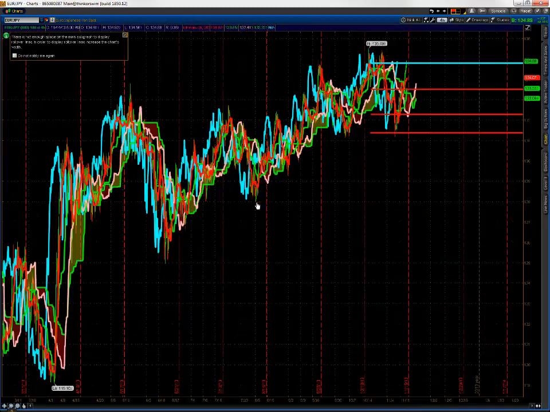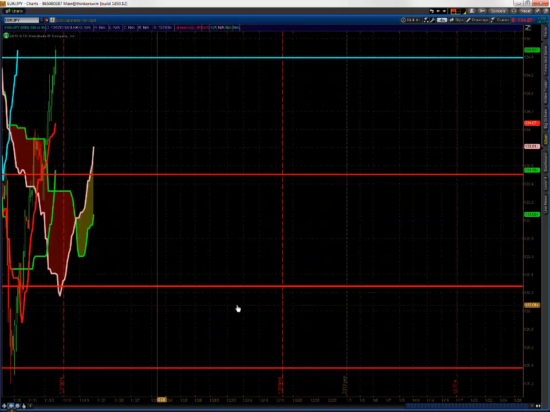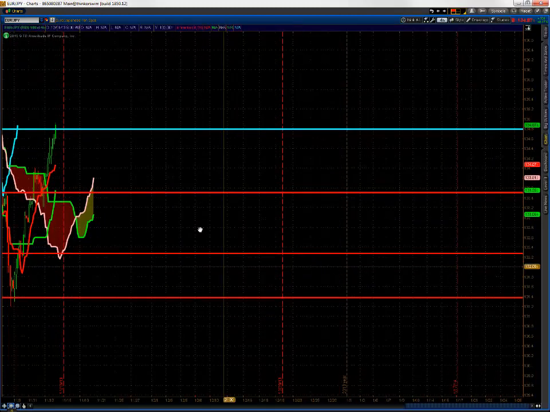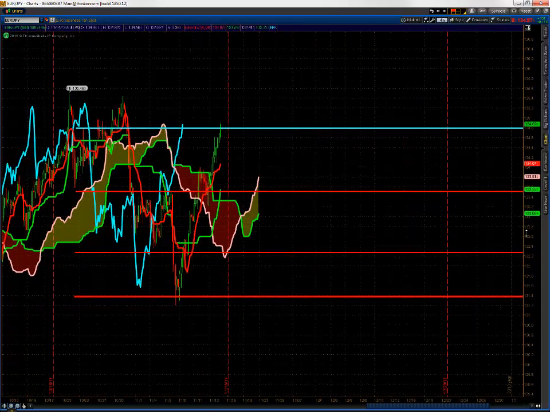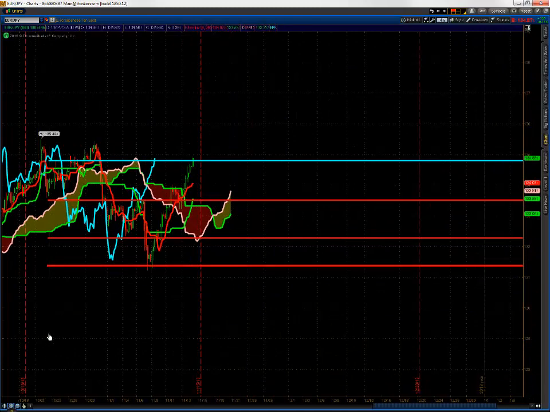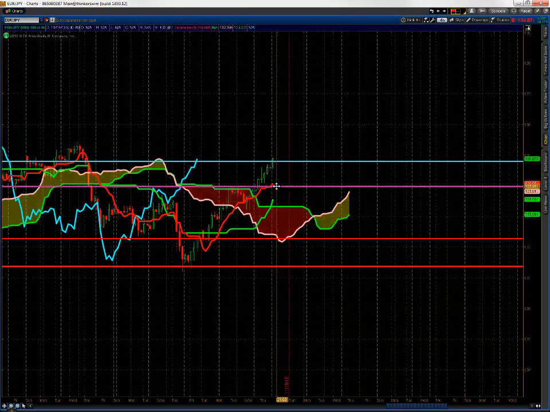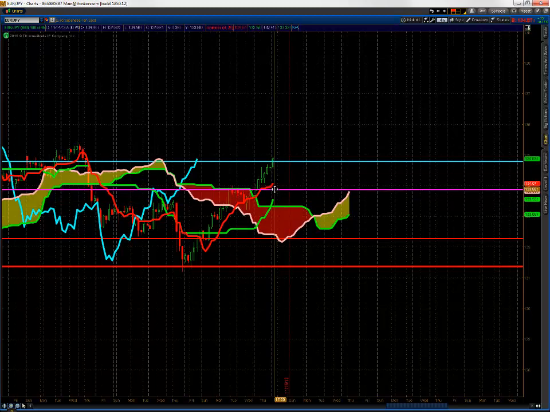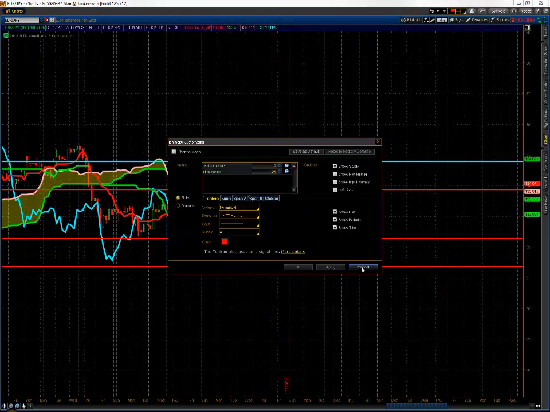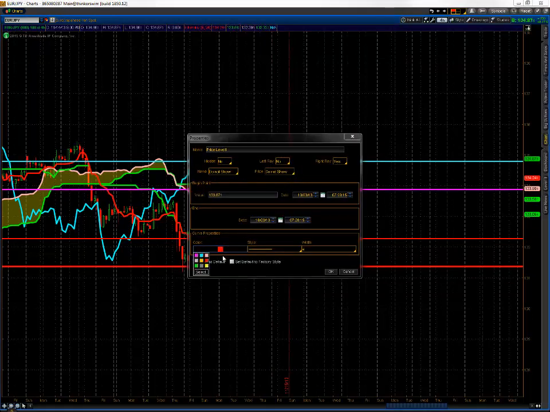So you could have shorted euro yen and you could have made money. Euro yen has now reversed. So if you're trading euro yen on a 4-hour bar, you're going to buy it right here now. The trend is reversed. You would have bought this right here, euro yen on a 4-hour bar.